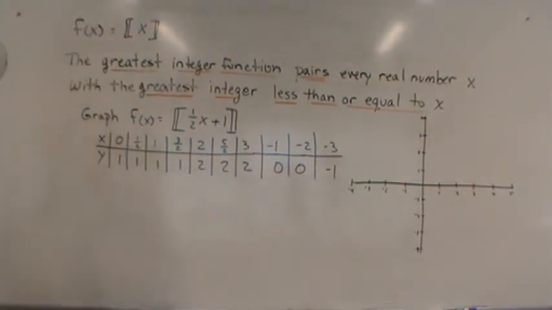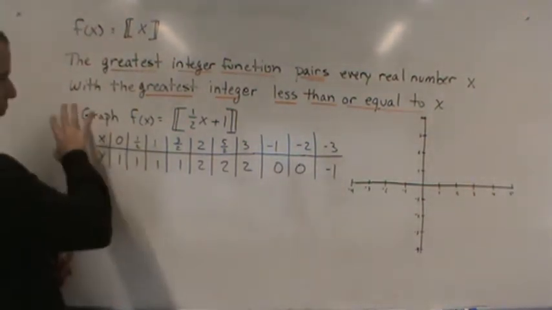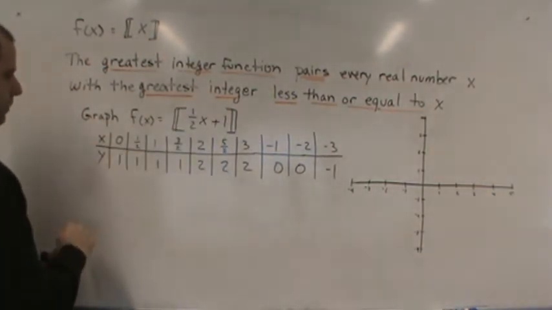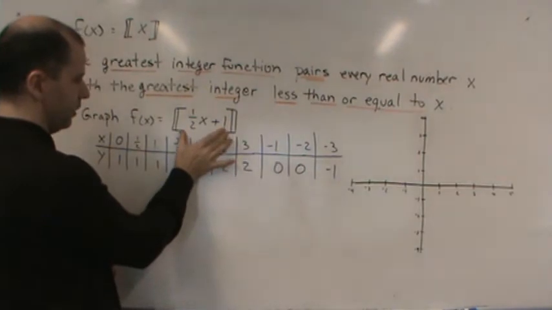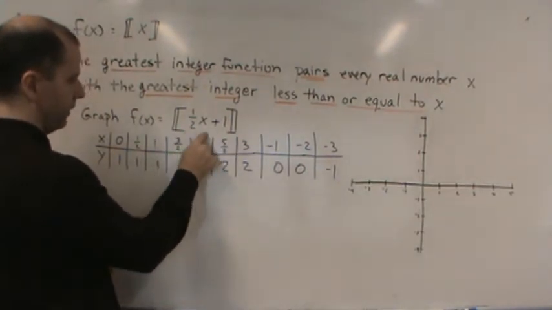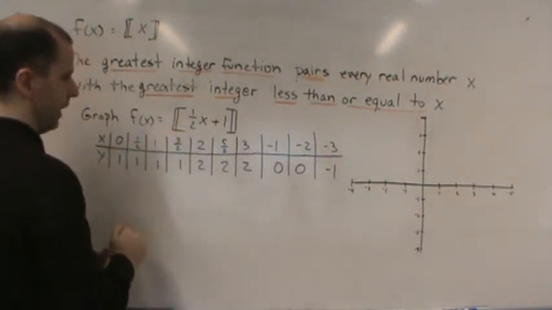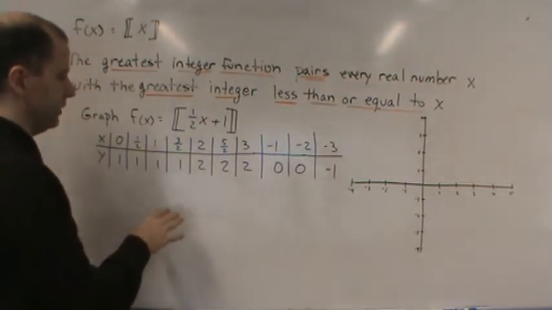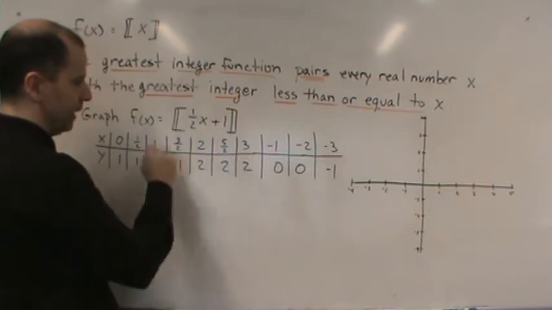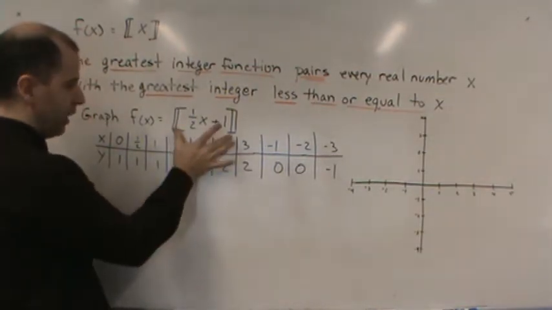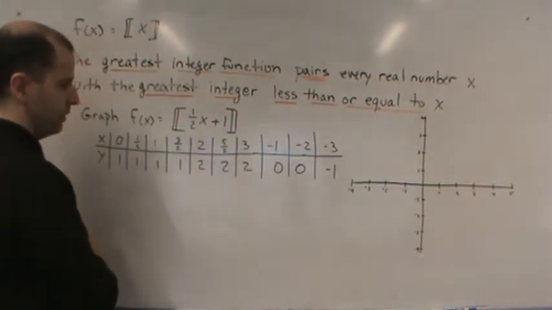Okay, so let's take this example. Let's say I give you an example like this, and I say, okay, I want you to graph this function, and it's the greatest integer, right, of what? This expression inside. So for every value of x, I'm going to evaluate the inside first, and then apply the greatest integer symbol, or the greatest integer function, to it.